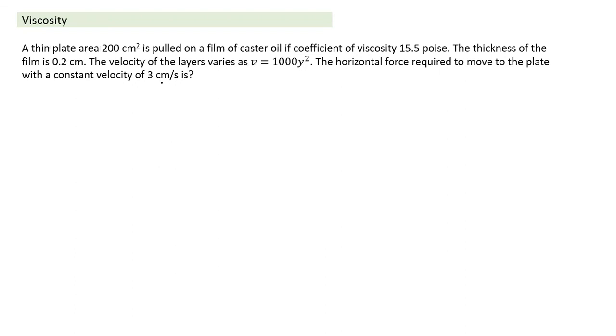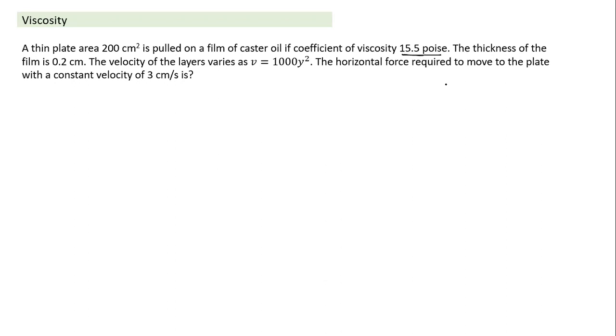The other case we have taken: sometimes the velocity gradient may not be linear. So here what is given: a thin plate of area is pulled on a thin film of castor oil. Coefficient of viscosity is given as 2 poise. If I have to convert into SI unit, I divide by 10. Then I can substitute everything in SI units. Thickness of the film is given as 0.2 centimeter. Velocity of the layer varies, even in a small thickness. So what is velocity as a function of y? This is how the velocity varies with y.